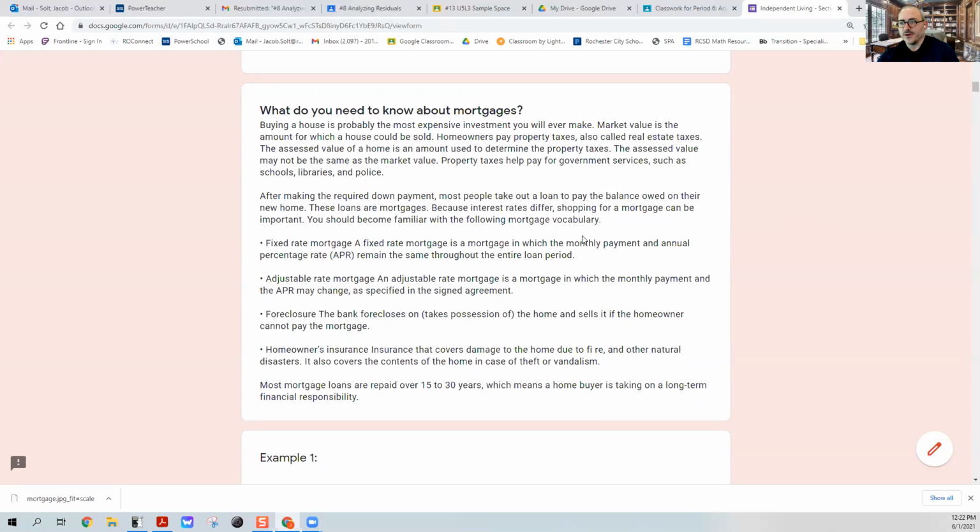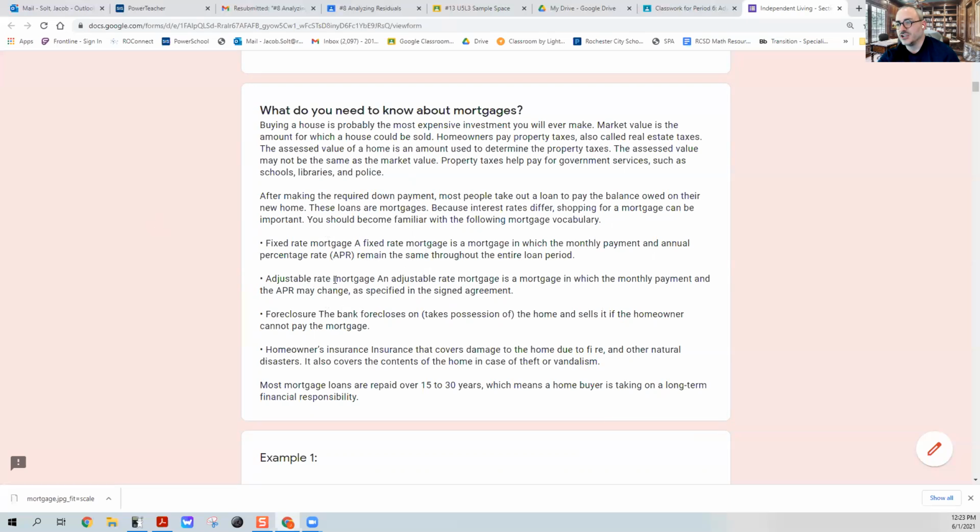Because interest rates differ, shopping for a mortgage can be important. You want to get the lowest interest rate you can find. You should become familiar with the following mortgage vocabulary. There's a fixed rate mortgage. A fixed rate mortgage is a mortgage in which all the monthly payment and annual percentage rates remain the same throughout the entire loan period. The interest rate is fixed.